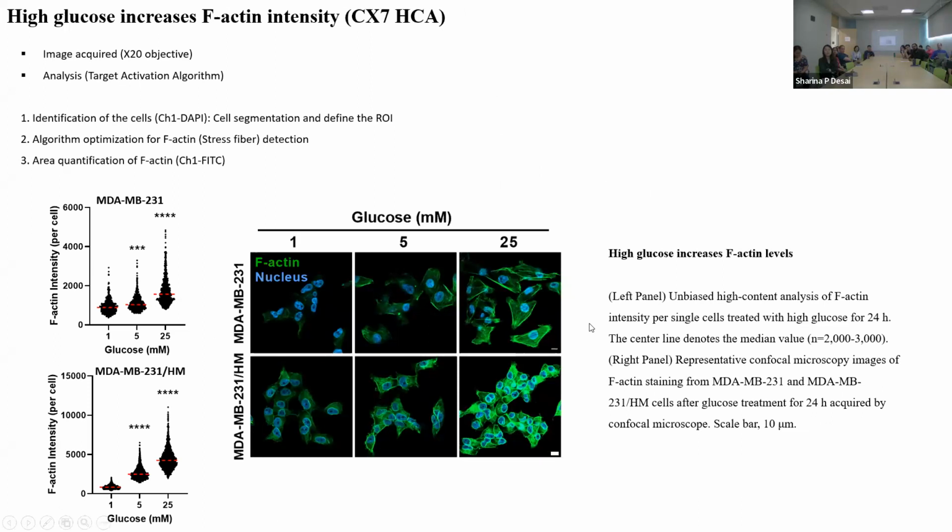And next, for the second question, I employed the same equipment to assess the increase of stress fibers caused by glucose. For this analysis, I used the target activation algorithm. Firstly, cell segmentation was performed using the nuclear signal, and a specific region was defined as a ROI based on the nucleus. Subsequently, the intensity and area of the stress fibers within the ROI were analyzed. The results show increased intensity of F-actin at the single cell level with high glucose. And the figure on the right displays confocal microscopy imaging of the cells used for quantitative analysis.